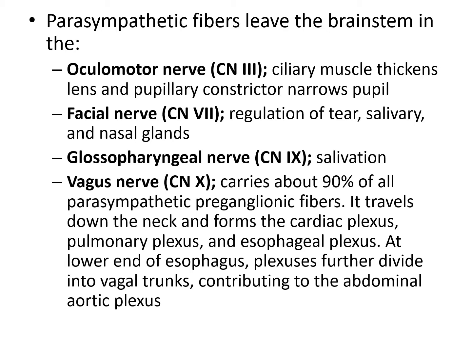The vagus nerve is known as the wandering nerve because it basically travels to different regions of the body. This is cranial nerve number 10. It carries about 90% of all of our parasympathetic preganglionic fibers. So the majority of the preganglionic fibers within the PSNS travel via the vagus nerve. It travels down the neck to form what's known as the cardiac plexus, pulmonary plexus, and esophageal plexus. Then at the lower end of the esophagus, the plexuses further divide into the vagal trunks, contributing to the abdominal aortic plexus.